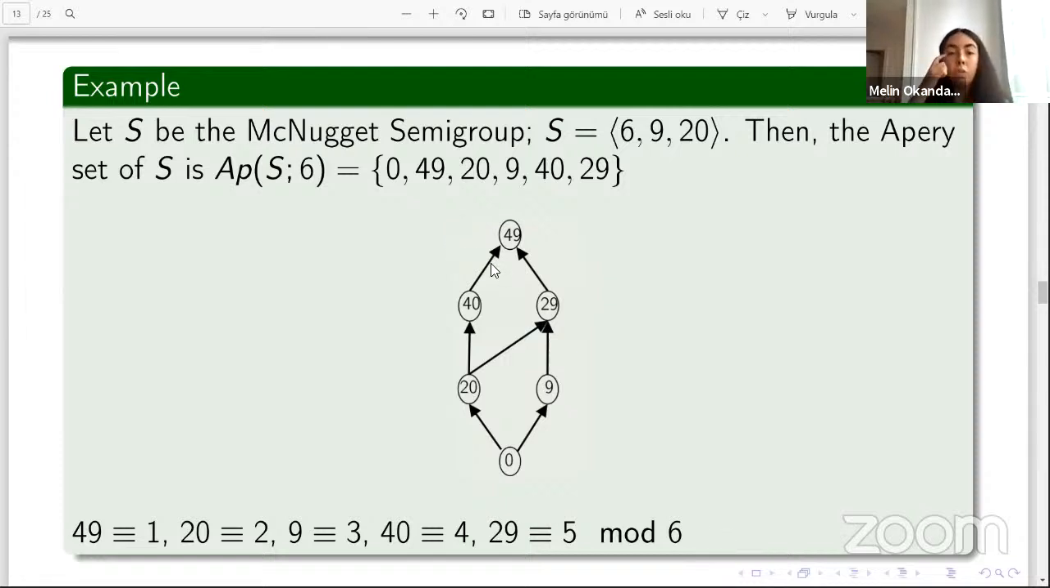Well, okay, so what did I say before? This is equivalent to modulo classes. So let's examine this. Well, 49, if we consider it modulo 6, is 1. It is 49 equals 48 plus 1. And this means that 49 will be of modulo class 1. And 20 will be equivalent to 2. 9 will be equivalent to 3 modulo 6. 40 is equivalent to 4. 29 is equivalent to 5.